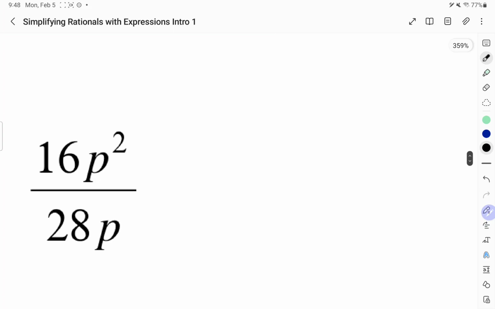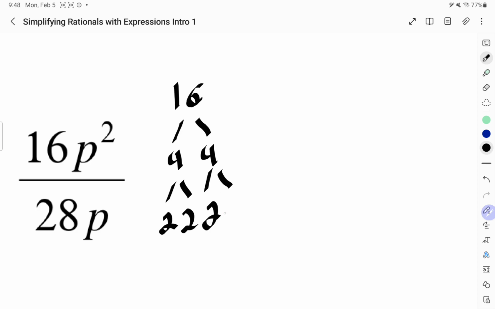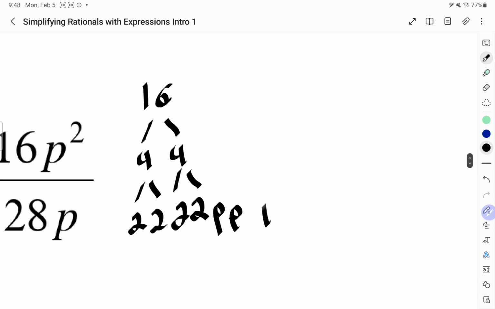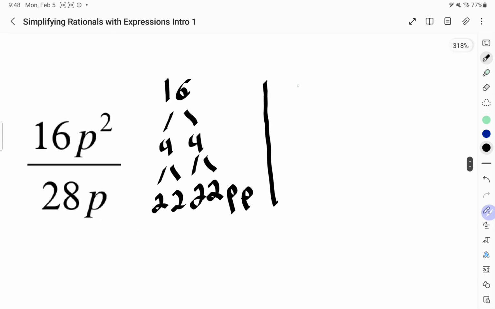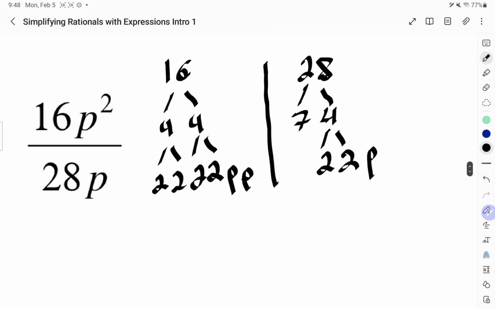Now same thing, we're going to find the factors of both numbers. So it's going to be factors of 16, which is 4 and 4. Now 4 is going to be broken down into 2 and 2, and 2 and 2. How many p's do we have? 2 p's. Now let's do the bottom part, the 28. So 28 is broken down into 7 and 4. Now 4 is broken down into 2 and 2. And how many p's do we have on this one? Only 1. So let's rewrite it.